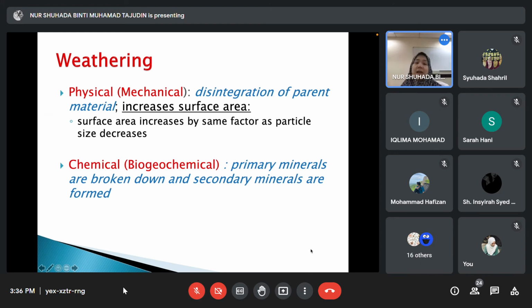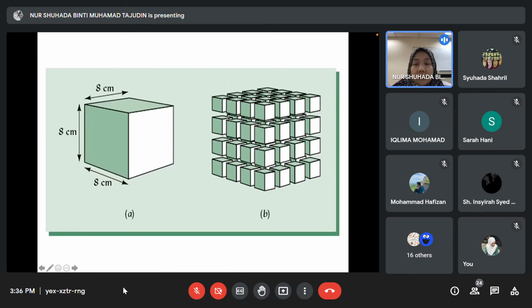This is what I mentioned earlier. There are two types of weathering. We call it physical weathering and also chemical weathering. Physical is more about disintegration of the parent materials, to increase the surface area. From a big rock, it will form into a small rock, meaning that they disintegrate the physical parts of the rock. But chemical weathering is primarily minerals that are broken down and secondary minerals are formed. Remember, chemical weathering is changes of the minerals inside the soil.